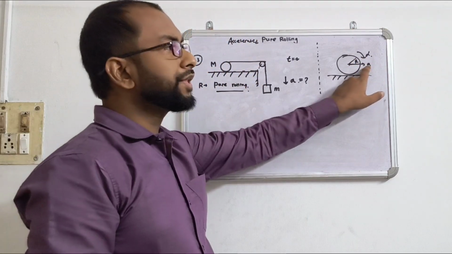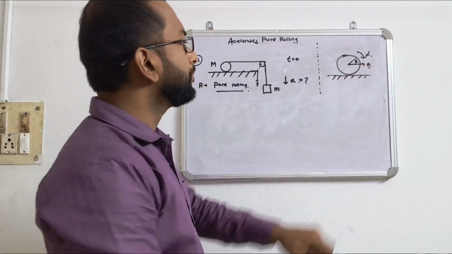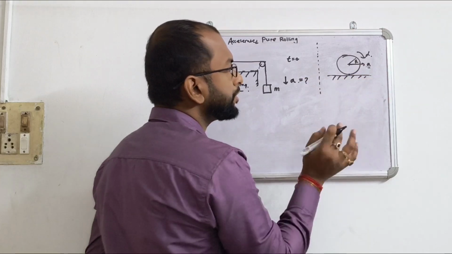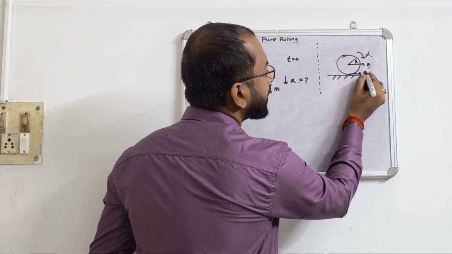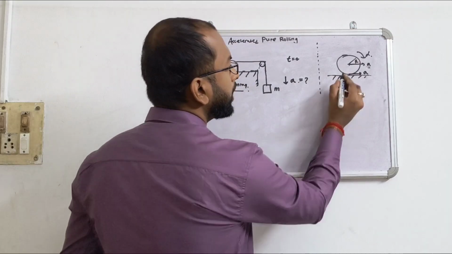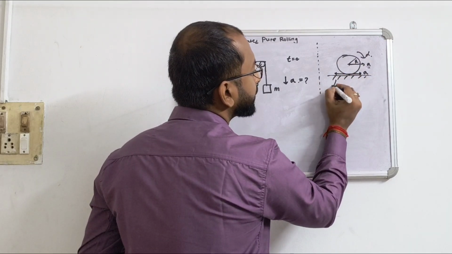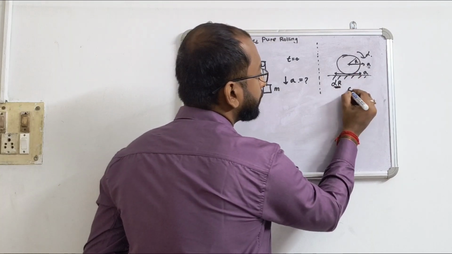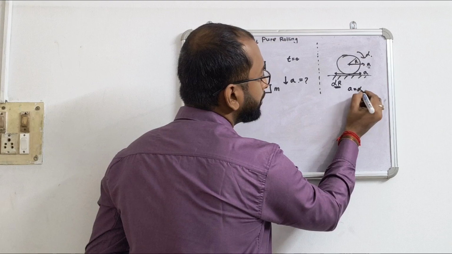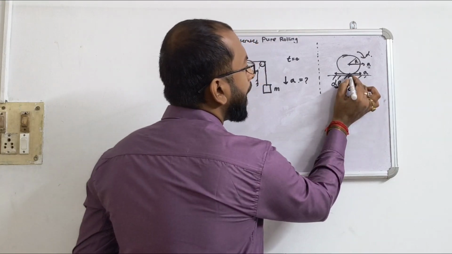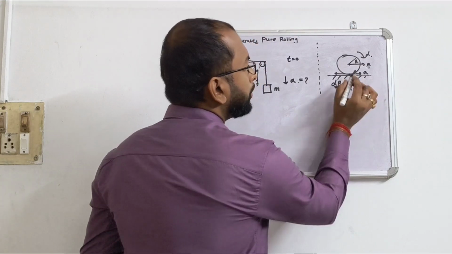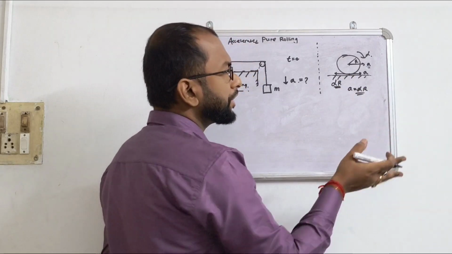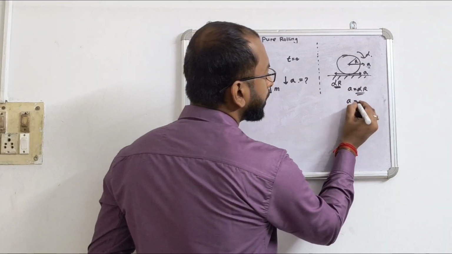If the linear acceleration is A and angular acceleration is alpha, then at this point the relative acceleration with respect to the ground in the direction of the motion should be 0. Due to linear acceleration it is getting forward acceleration A, but due to rotation it is getting backward acceleration alpha into r. So ultimately it is becoming 0 at this point of contact. So A is equal to alpha into r. So net acceleration at the bottommost point, the point of contact, in the forward direction is equal to 0.